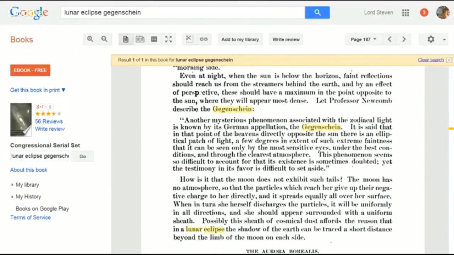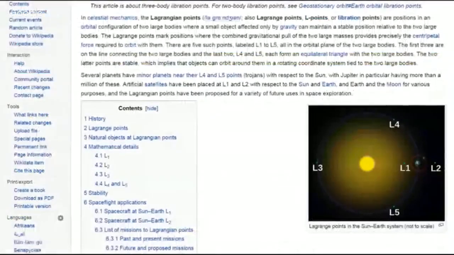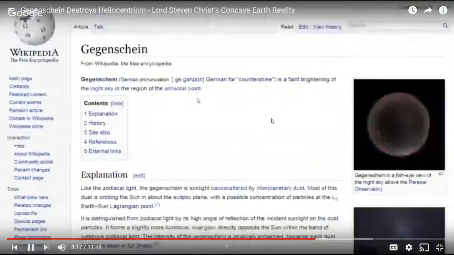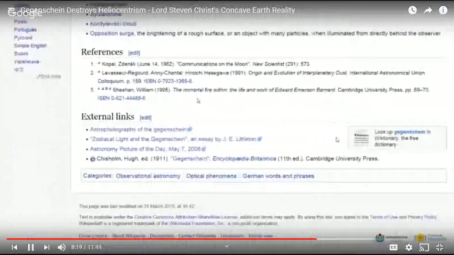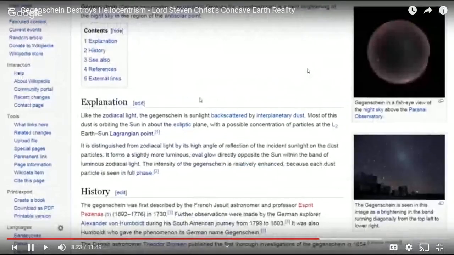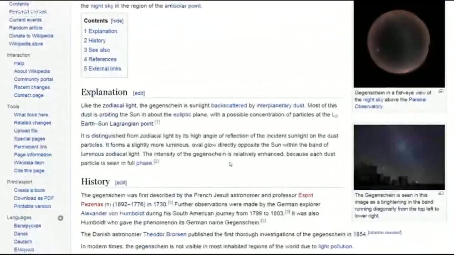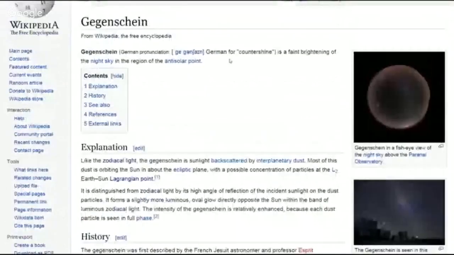Look at this Wikipedia page on the Gegenschein. Look how weak, look how anemic it is. This is all they talk about. This is all they have. If that is not indicative that they don't want people to know about the Gegenschein because it destroys a lunar eclipse in a heliocentric model, I don't know what is. I think this is all they say. But they have to admit that it's anti-solar. Gegenschein is German for countershine, faint brightening of the night sky in the region of the anti-solar point.